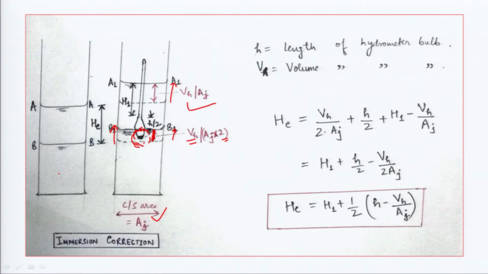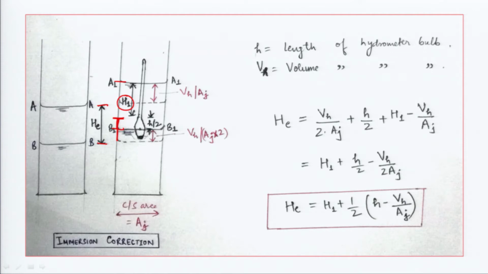So let us see the effective sampling depth, let us say this is the effective sampling depth He. It is equal to, see, we are talking about this height. So we will be taking this Vh upon 2 Aj height, then we will take this H by 2 height, then we take this from here to here, let us say this is H1 height, where the new water level or the new suspension height is there.